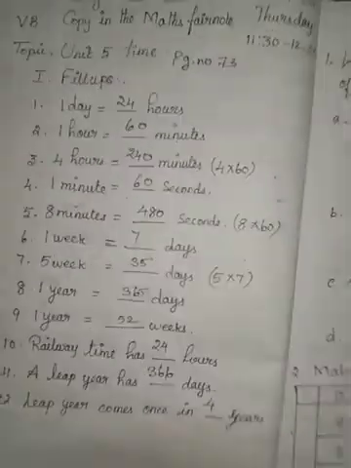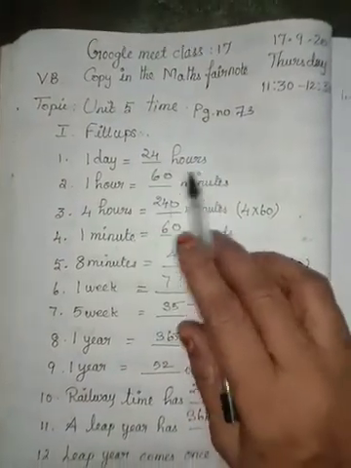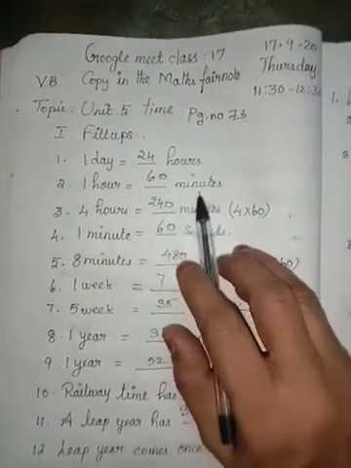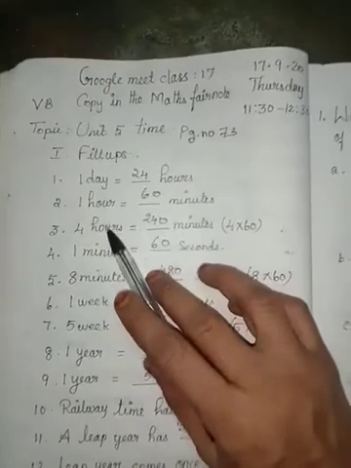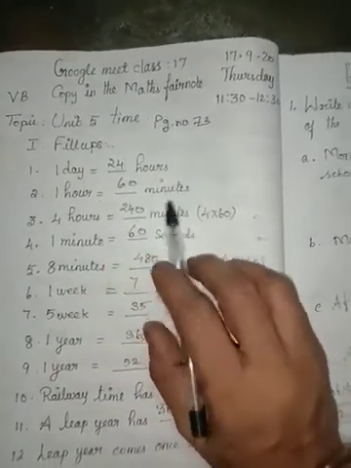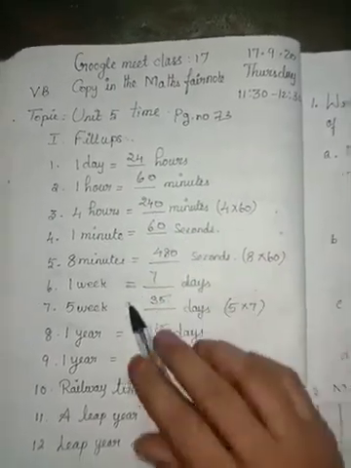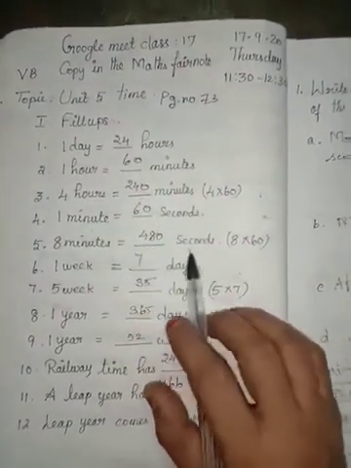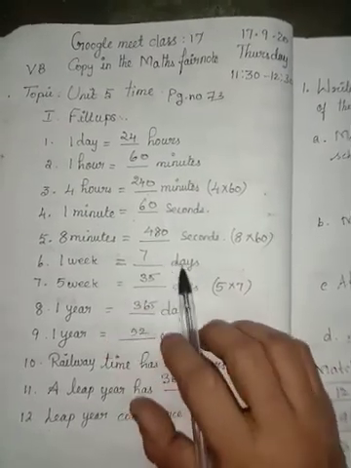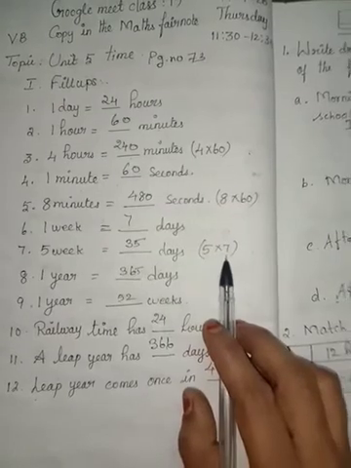Before we enter the exercise, let us see the fill-ups. 1 day is equal to 24 hours. 1 hour equal to 60 minutes. 4 hours equal to 240 minutes. 1 minute equal to 60 seconds. 8 minutes equal to 480 seconds. 1 week equal to 7 days. 5 weeks means 35 days, that is 5 into 7.